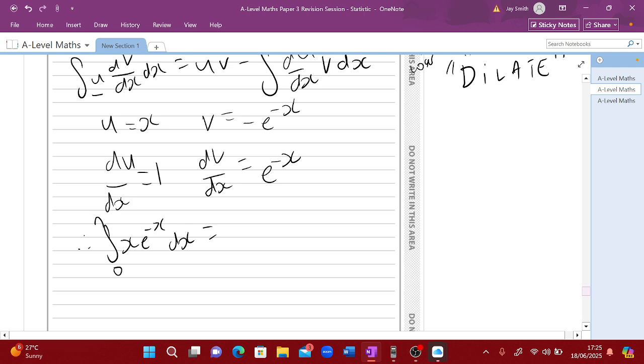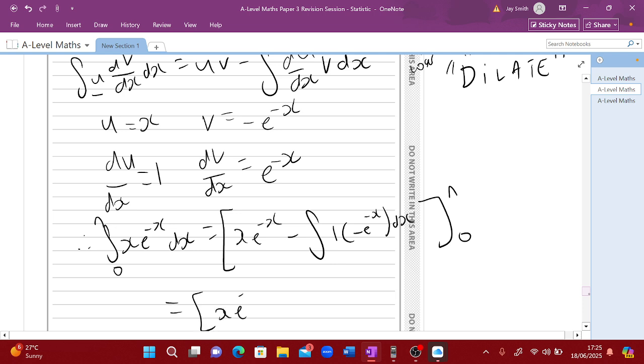So uv is going to be x e to the minus x minus the integral of du, which is going to be 1 times v, which is e to the minus x dx. And that's all going to be between n and 0. So that's going to be x e to the minus x. Then it's going to be plus e to the minus x. And again, that's going to be another integral.